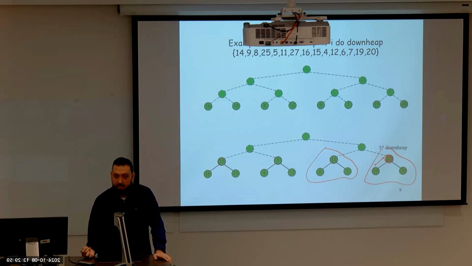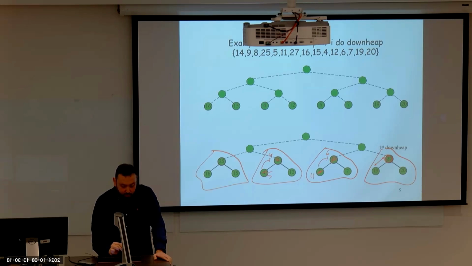What should I do here in this second one? James? Swap 6 and 11. Exactly. I'm going to swap 6 here, 11 here. Is this a min heap? Yes. So what would be my next step? Check this one. Is this a min heap? No. I'm going to get the 4 here, 5 here, and then I'll go here. So what's going to happen in this case? 15 and 25.